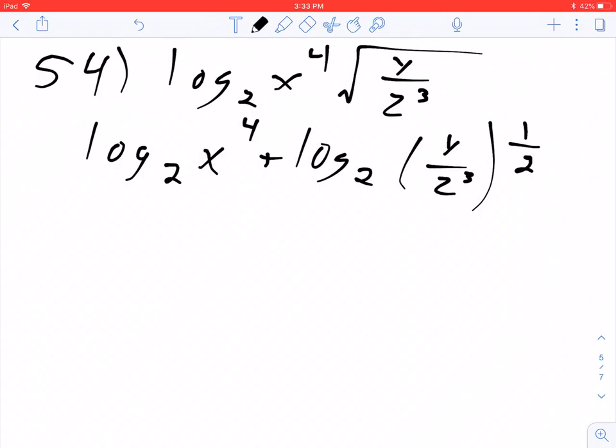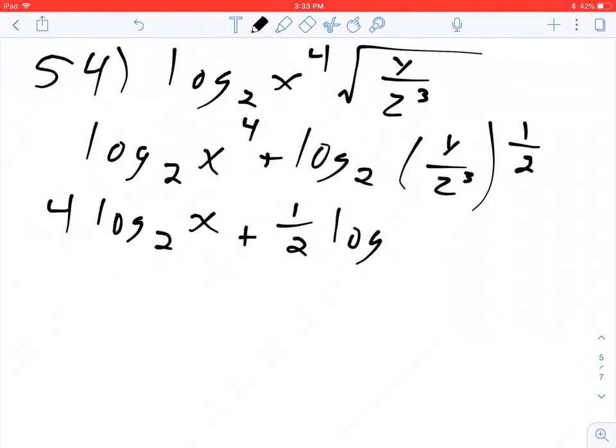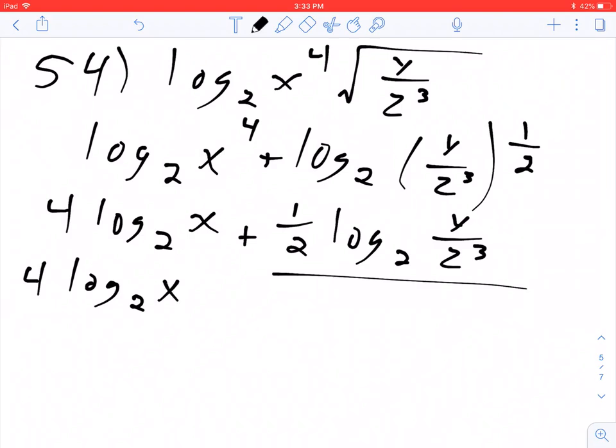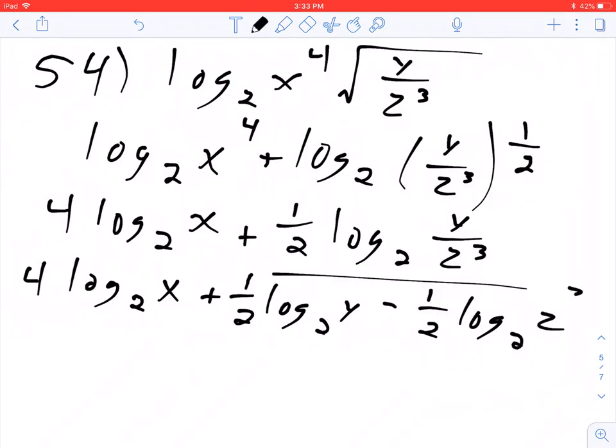From there, we're going to utilize the power property on the first one. So we're going to have 4 log base 2 of x. Now this one's a quotient and it still has to be split, but before we can split it, we got to put the 1/2 down in front of the log base 2 of y over z to the 3rd. And now we're going to split this part because we're still logging a quotient, so we're going to use the quotient property. So 4 log base 2 of x plus 1/2 log base 2 of y minus 1/2 log base 2 of z to the 3rd.